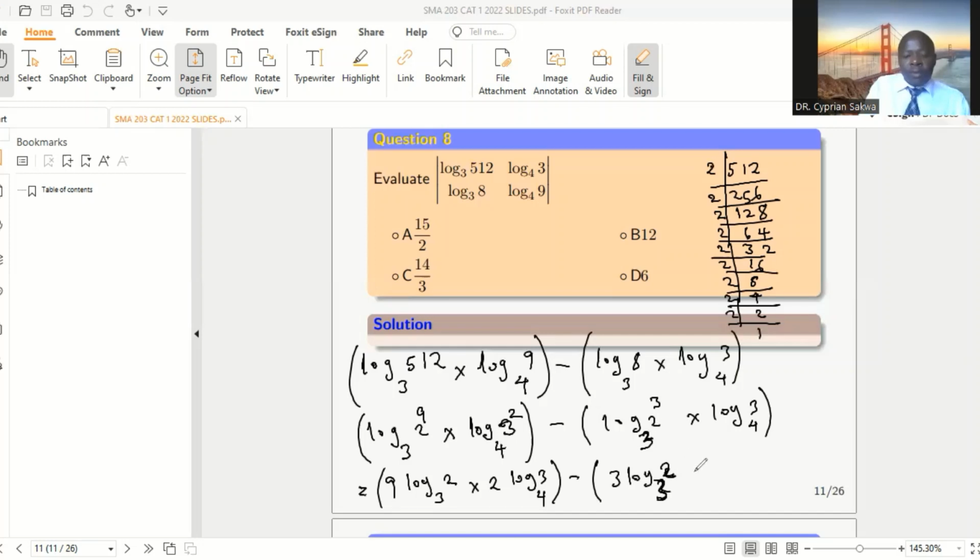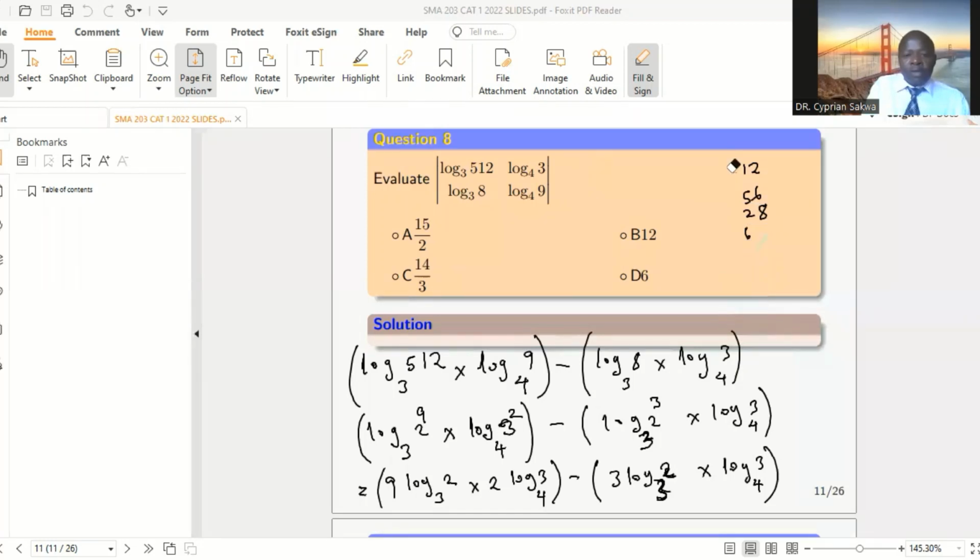Yeah, the base was 9. We almost lost it because this was becoming 1. Then times the log of 3 to base 4. Now, we want to make the bases the same. And to make the bases the same, there's something we know.